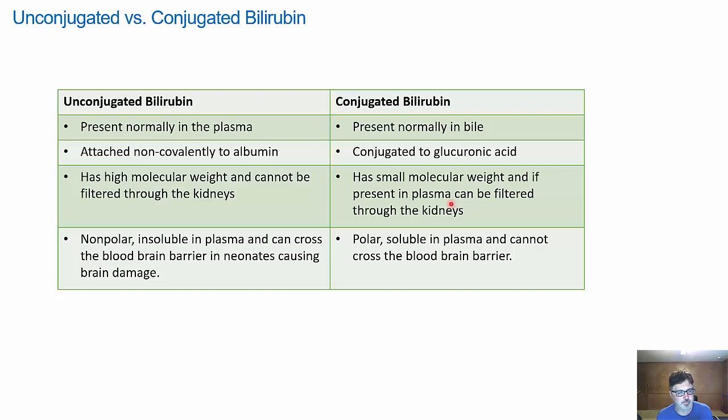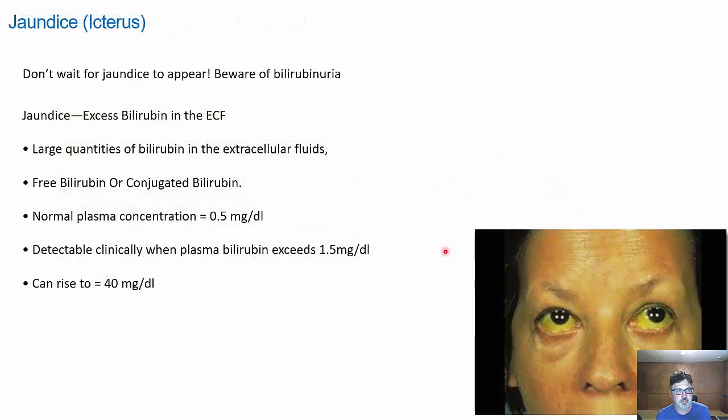Also, of course, we should know that unconjugated bilirubin is nonpolar, so it can easily cross the cell membrane, and that can even cross the blood-brain barrier, causing potential brain damage in neonates or newborns. Whereas conjugated bilirubin is polar, water soluble, and we do not have to worry so much about it crossing the blood-brain barrier. So just to give you guys a couple of those differences here.